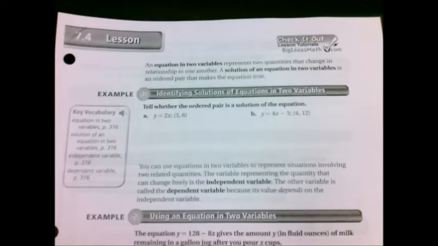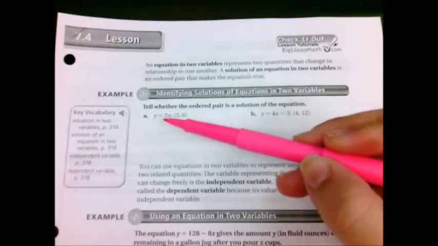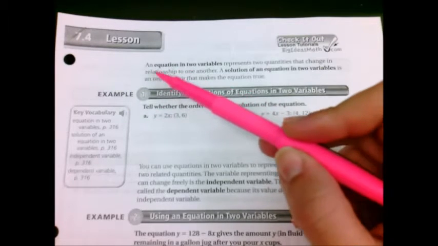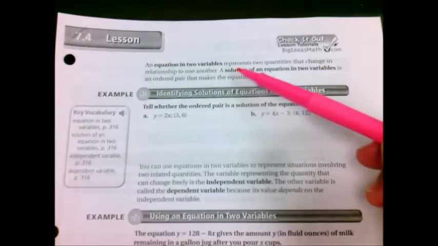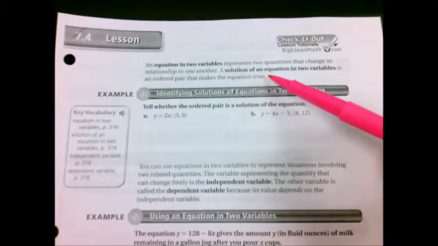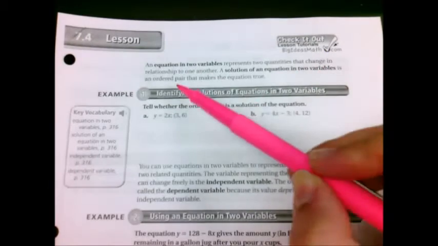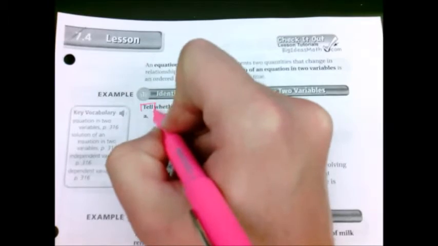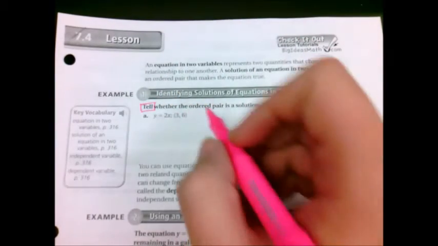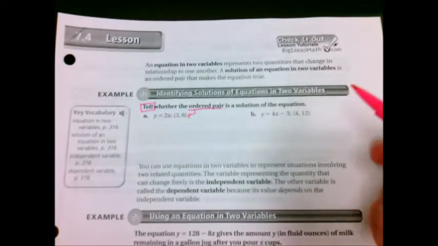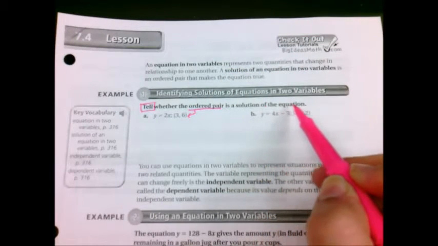In 7.4, we're doing pretty much the same thing we were doing in 7.1, but this time we have two variables. So I have an x and I have a y. It says an equation in two variables represents two quantities that change in relationship to one another. A solution of an equation in two variables is an ordered pair that makes the equation true. So our first part here says tell whether the ordered pair inside parentheses is a solution of the equation.